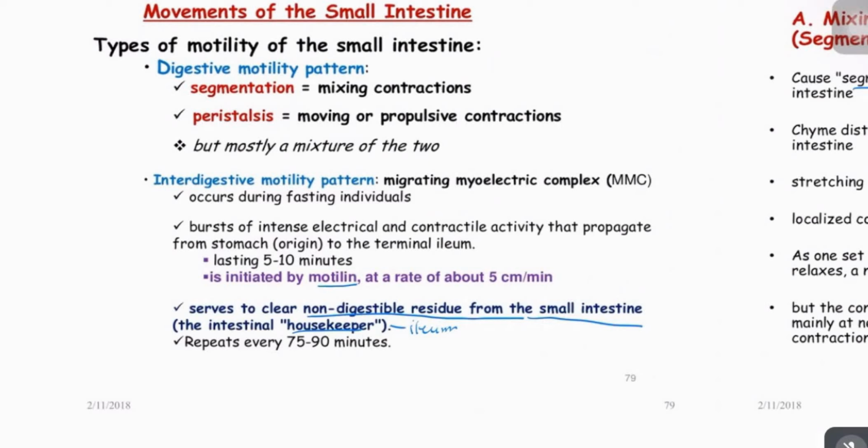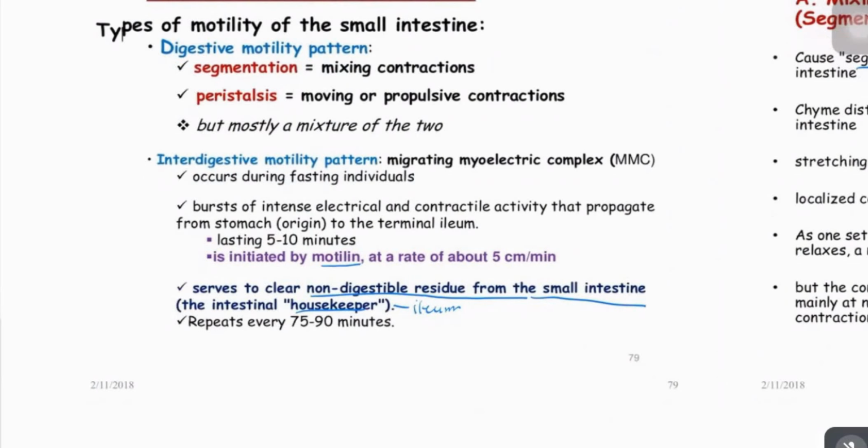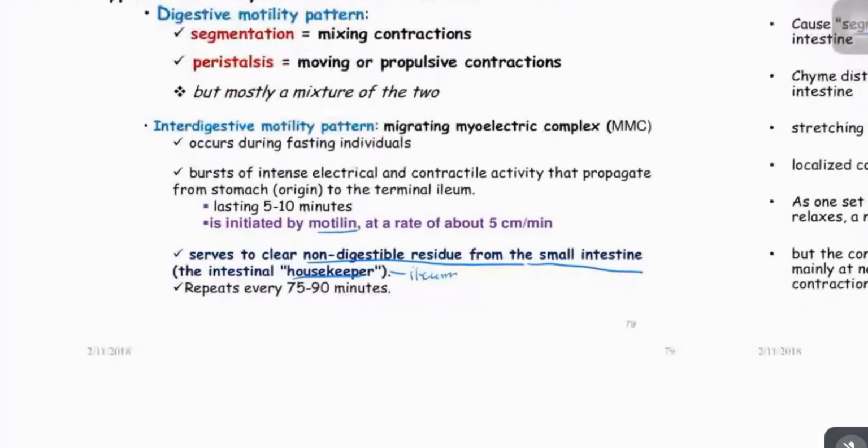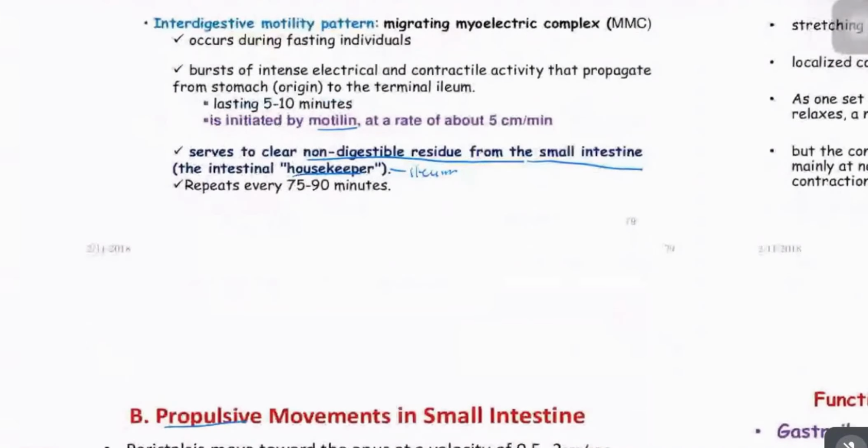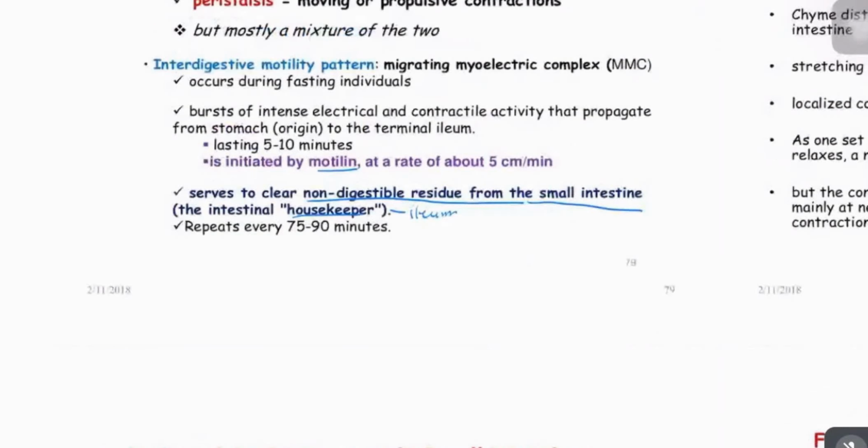Interdigestive motility pattern: the migrating myoelectric complex occurs during fasting intervals. Bursts of intense electrical and contractile activity propagate from stomach origin to the terminal ileum, lasting 5 to 10 minutes, initiated by motilin at a rate of about 5 cm per minute. It serves to clear non-digestible residue from the small intestine, the intestinal housekeeper. Okay? So it repeats every 75 to 90 minutes.